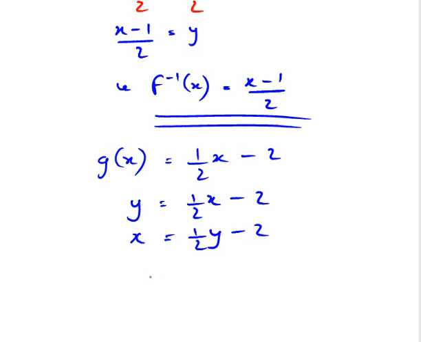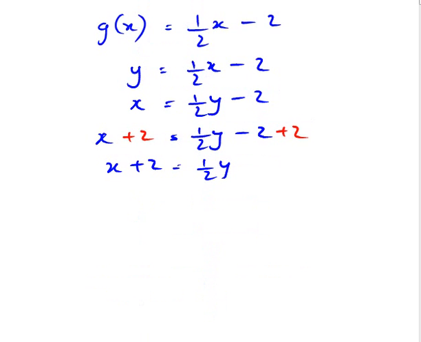First thing I want to do is to get rid of the minus 2, so I'm going to use the balance technique to do that, which means I'm going to add 2 to both sides of my equation. Of course, I expect a little bit of cancelling from that. Those 2 will cancel, so I'm left with a half y equals x plus 2. I need to get rid of the half.